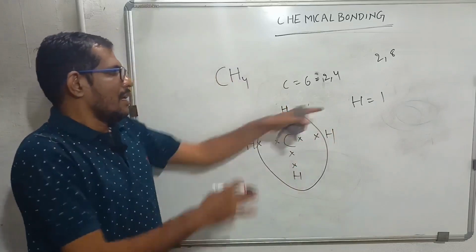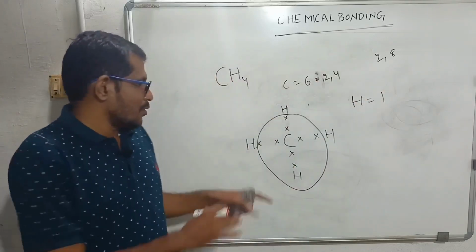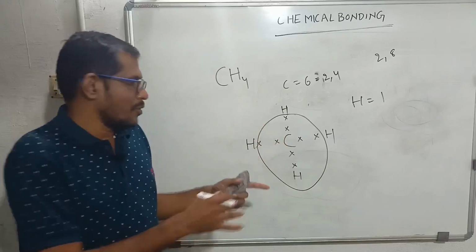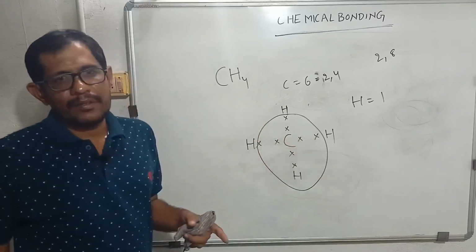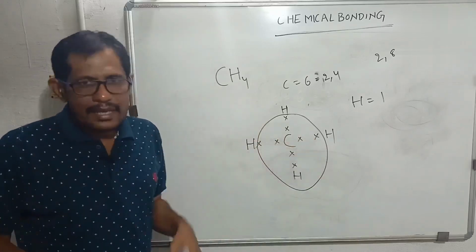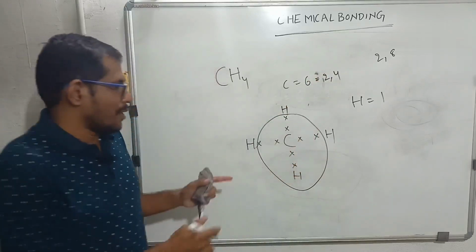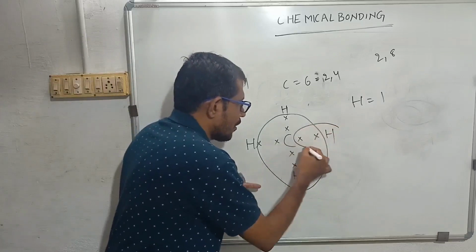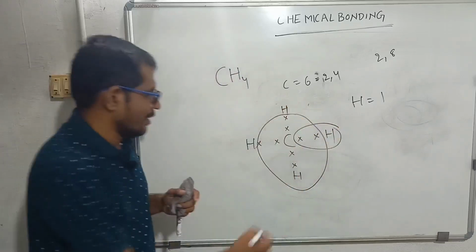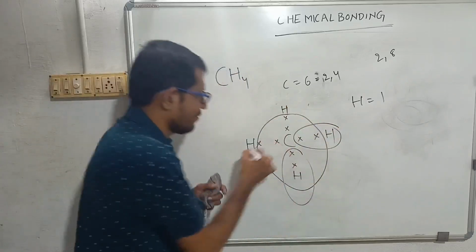For hydrogen, the stable number is 2, so it is going to share. Hydrogen already has 1 electron. To get 2, it is going to get 1 electron from carbon. So for hydrogen with 2 electrons, we need to draw like this.